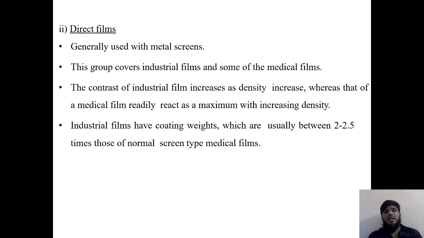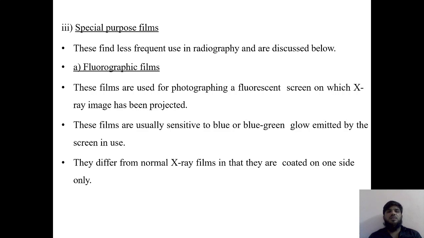Next, direct films are generally used with metal screens where the metal is directly coated. This group covers the industrial film, most of the industrial and some of the medical films we can see. For the industrial film, as the density increases the contrast increases, whereas the medical film readily reacts to the maximum with increasing density. So it will improve the density of your image. Okay, clear. The special purpose film finds less frequent use in radiography, that is photographic films.